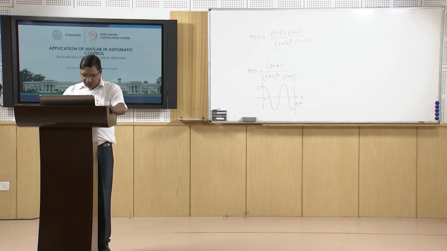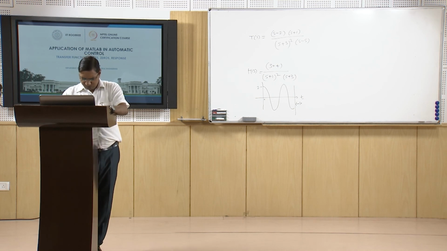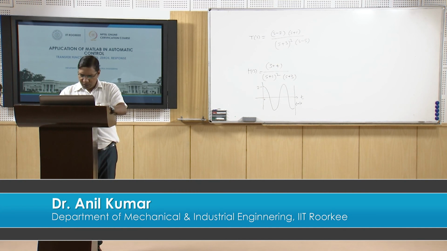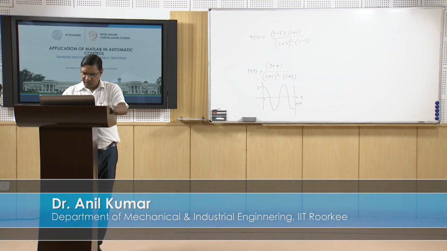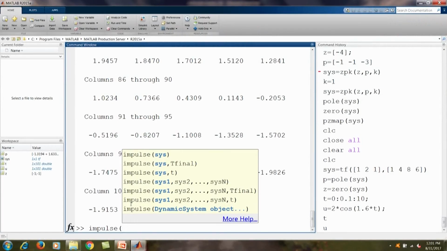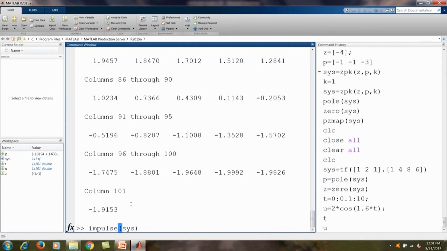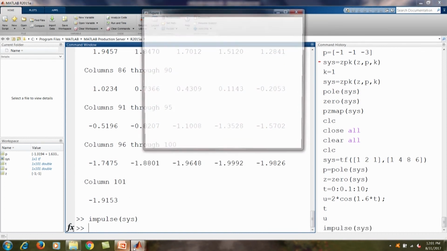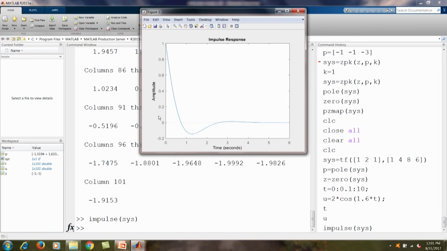However, we have to find the impulse response first, or step response. So let's first find the impulse. We just write impulse and give the system sys. So impulse of sys, we obtain here the impulse response. We are giving some impulse and we are getting the response.